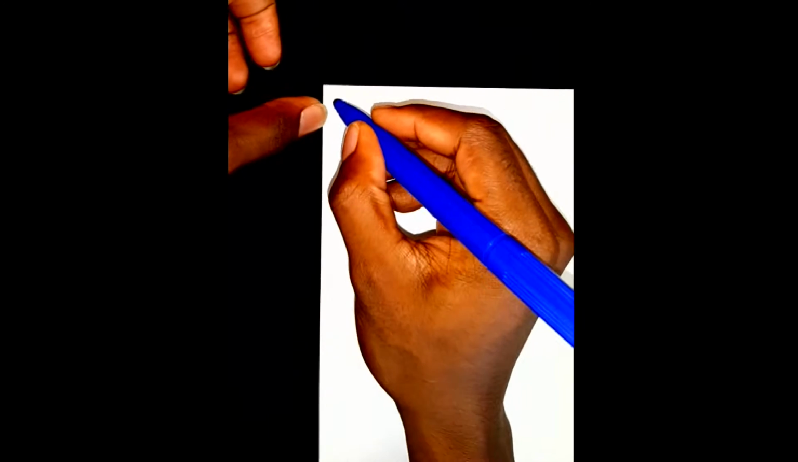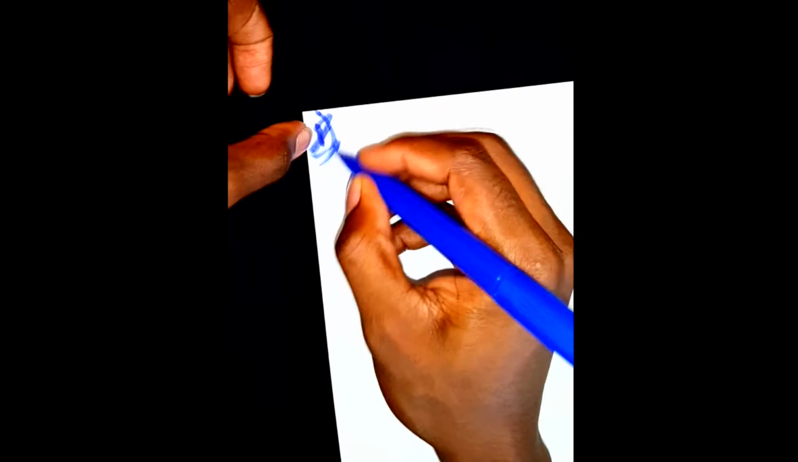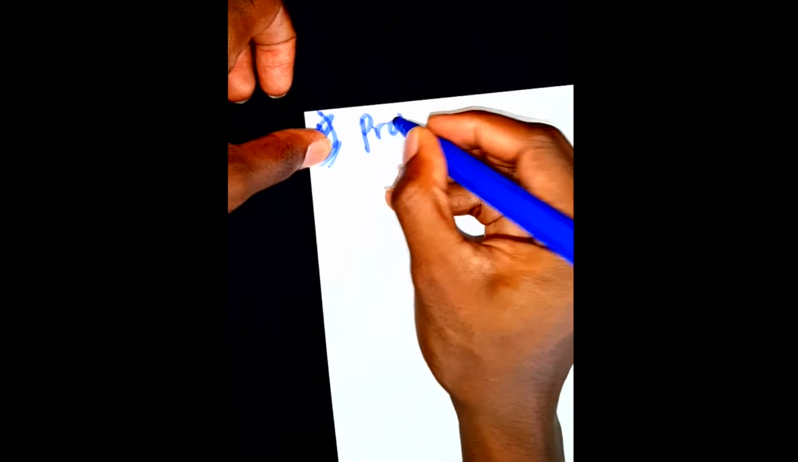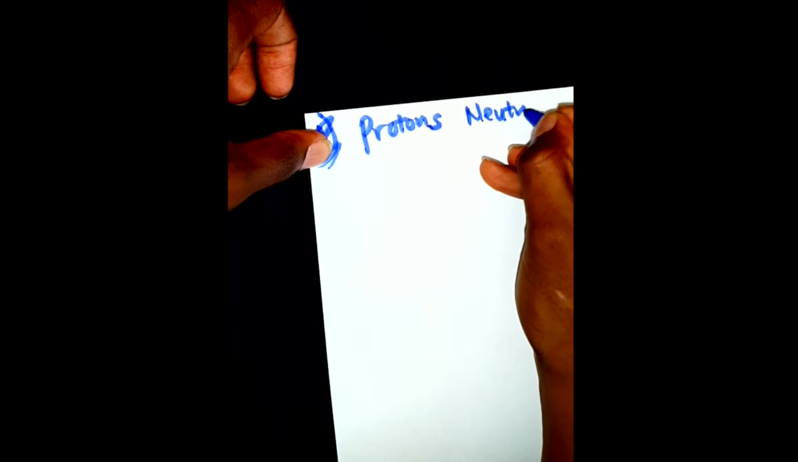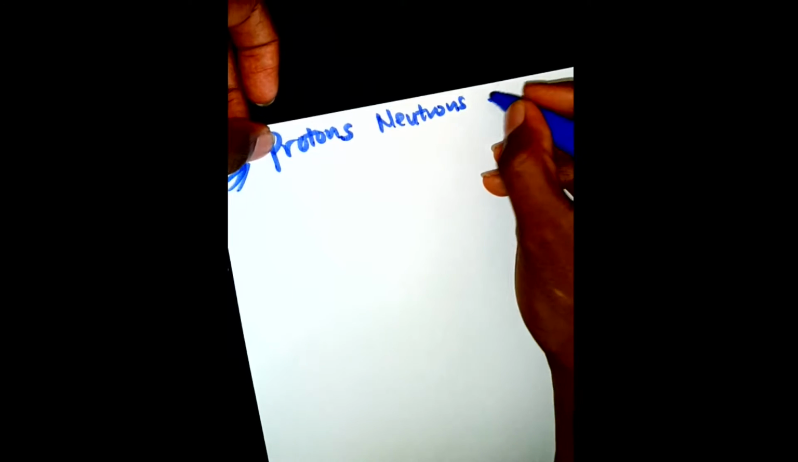So let's talk about some examples. Let's solve some examples. The first example I have here with me is we are asked to give the number of protons, neutrons, and electrons in each of the following species. We have to find the protons, neutrons, and electrons.